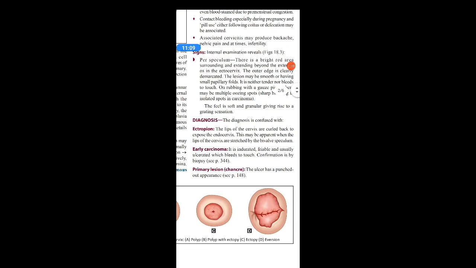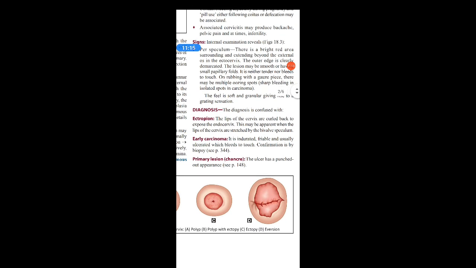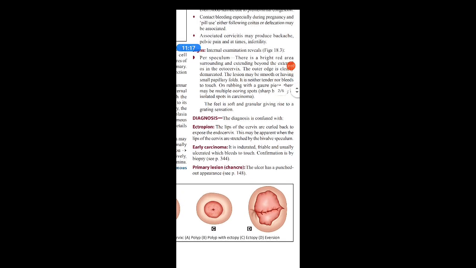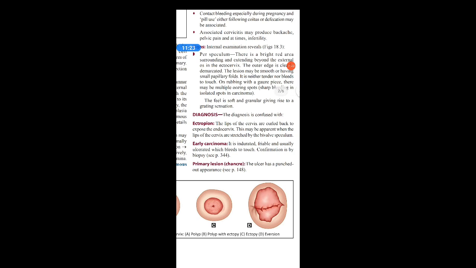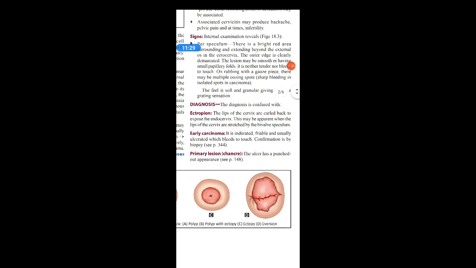Diagnosis, differential diagnosis: it can be confused with ectropion, early cancer, and the primary lesion or chancre. In ectropion, the lips of the cervix are curled back to expose the endocervix. This may be apparent when the lips of the cervix are stretched by the bivalve speculum.